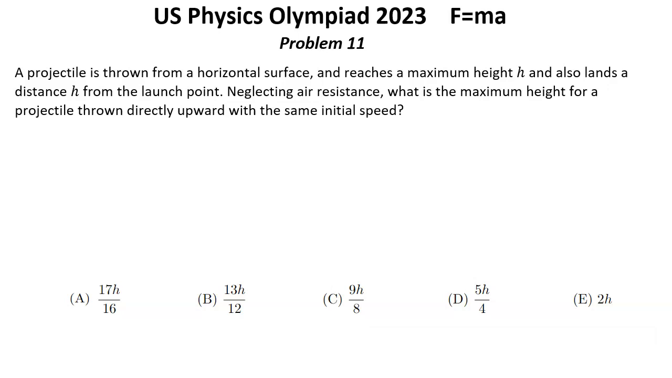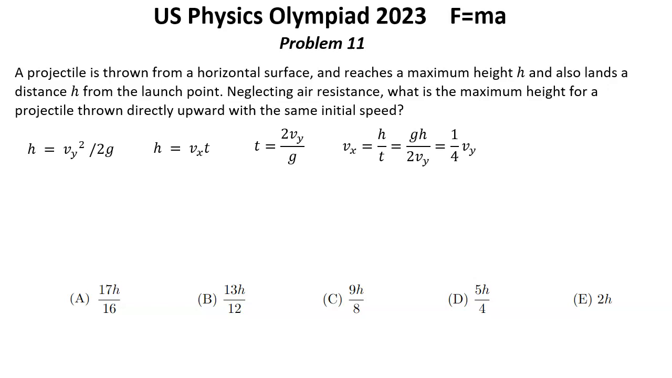Solution for problem number 11. For the maximum height, we know that h equals vy squared over 2g, and from the range we know that h equals vx multiplied by the total time, where the time equals 2vy over g. Combining this, we have vx equal to h over t, or gh over 2vy, or just 1/4 of vy.